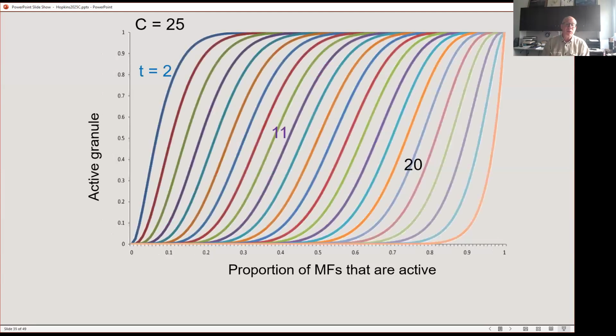Here's the same result for convergence 25, and here are the thresholds from 2 to 25. What you can see is that for sensible high thresholds, there isn't much activity. If we want 25% of the mossy fibers active and about 1% of the granule cells, we'd have to have a threshold of 11. If we wanted a threshold of 20, because we want threshold to be near convergence, that's a granule cell that's never going to be active. It's just a combinatorial argument that such a granule cell is almost never going to be active.